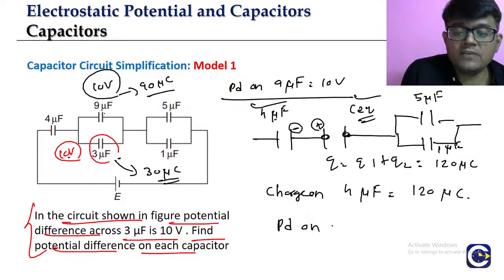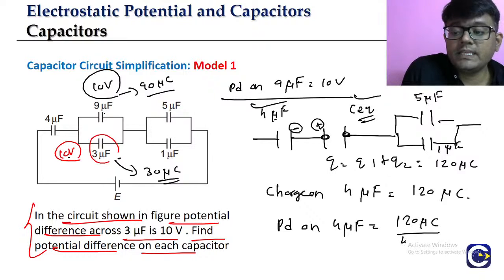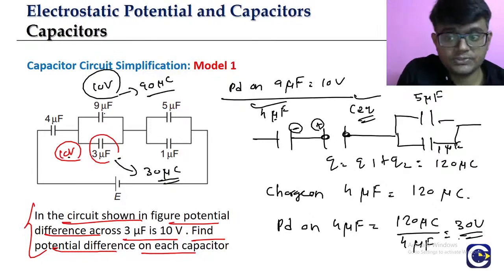So what will be the potential difference on the 4 microfarad? Do we have the charge? 120. So what is the potential difference? Charge divided by the capacitance value. What is it? 30 volts.